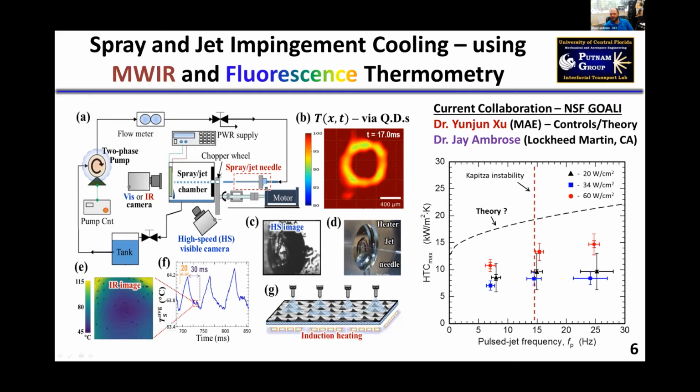We'll see, I sent an abstract, so we'll see if it finally gets approved for NSF GOLI. But this is related to pulse spray cooling for various applications. And I'm working with Yunjin Xu. He's done some preliminary work with controls theory, and then Jay Ambrose at Lockheed Martin, California.